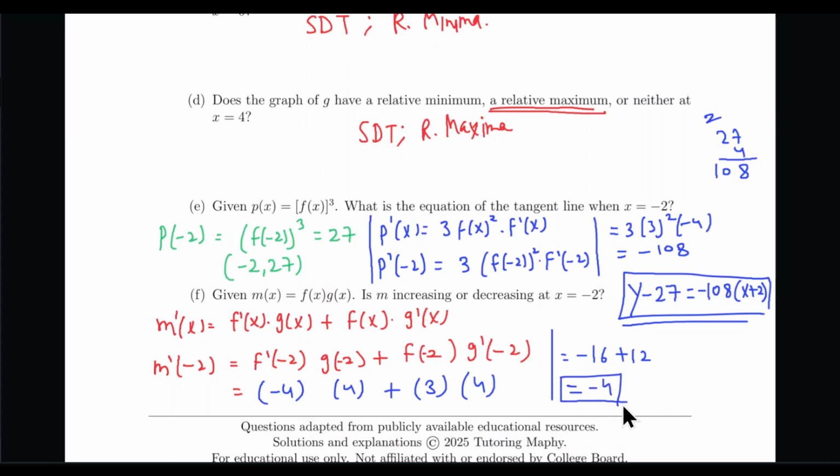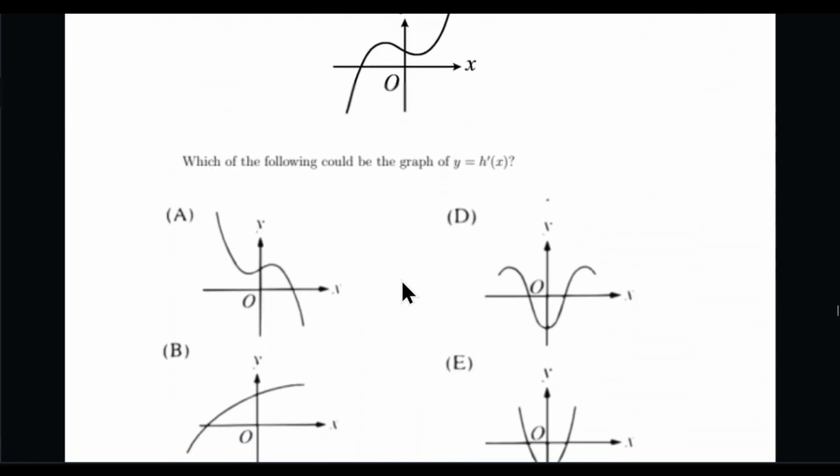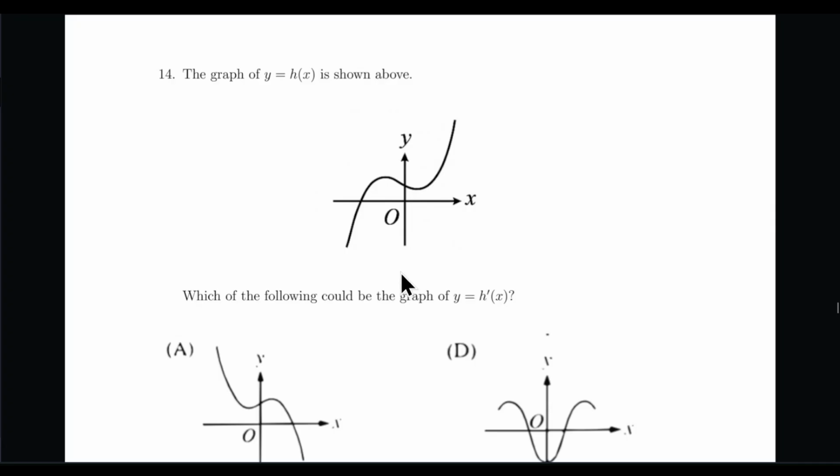Since the derivative is negative, the function is decreasing at that point. So the derivative is negative, which means that the function is decreasing over here. Well, that was a long question, guys. I hope you understand.